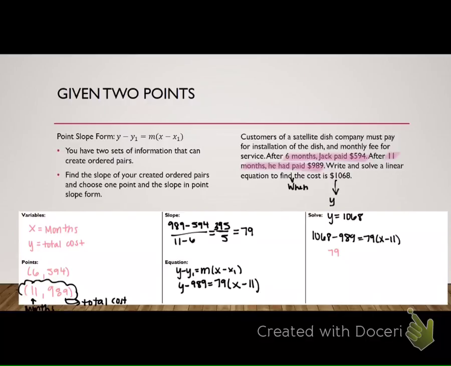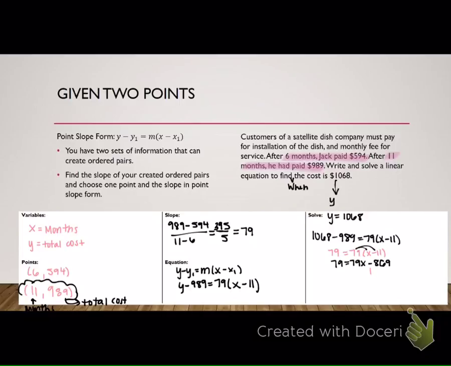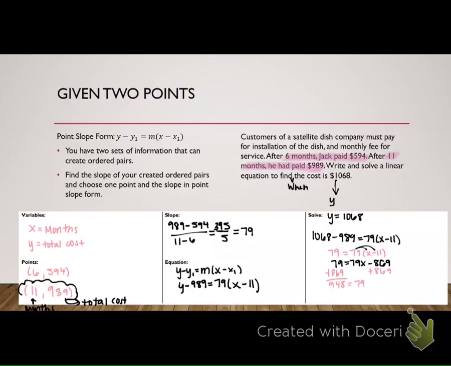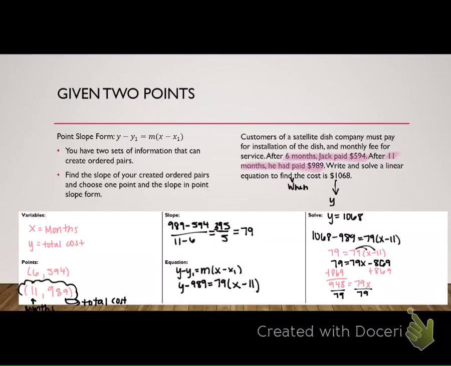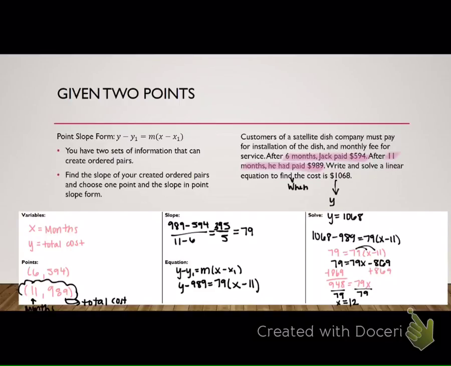Is it 79? Yeah. What's 79 times 11? 869. Is that 948? Would it be 12? Is that right? Yeah. Okay. So after 12 weeks, or months, what is it? 12 months, it will cost $1,068.